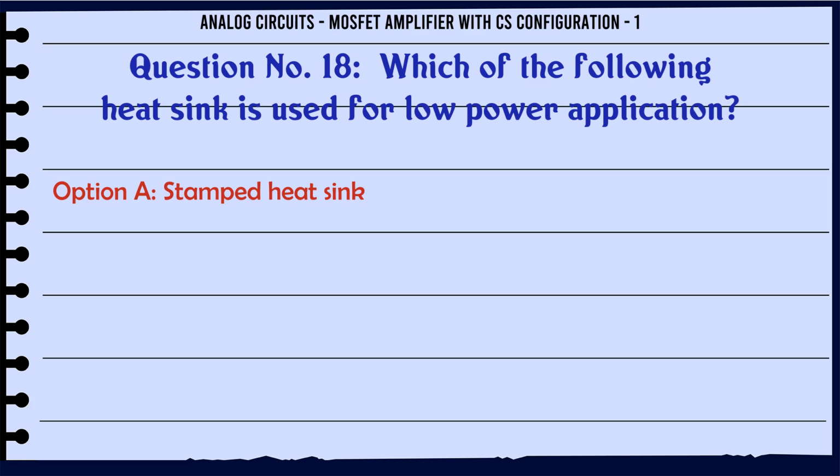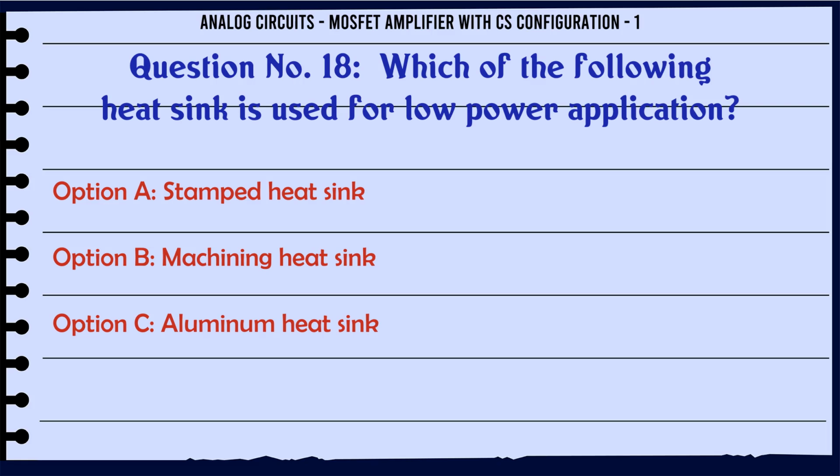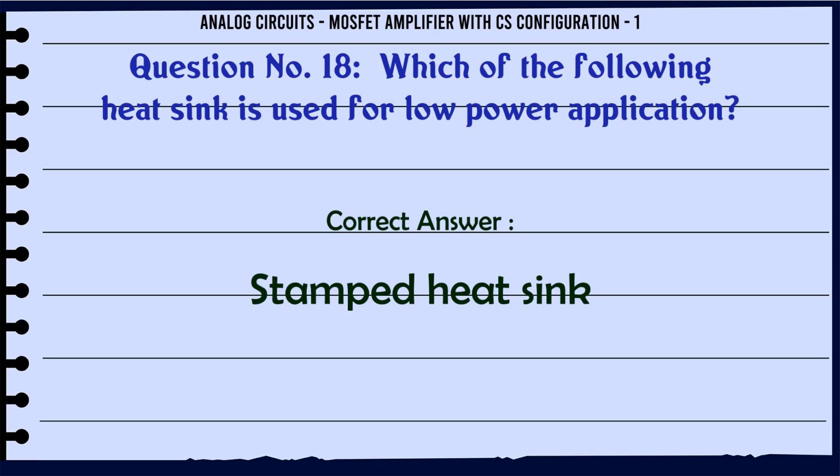Which of the following heat sinks is used for low power application? A stamped heat sink. B machining heat sink. C aluminum heat sink. D molded fin heat sink. The correct answer is stamped heat sink.